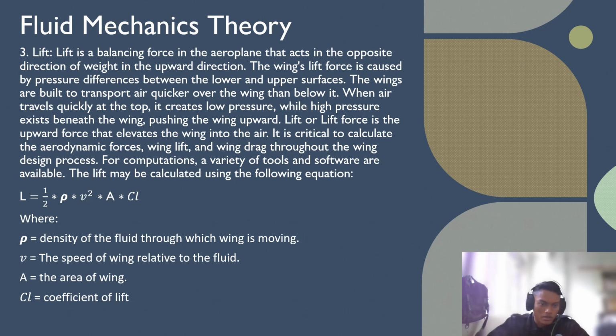Rho is the density of the fluid through which the wing is moving. V is the speed of the wing relative to the fluid. A is the area of the wing. CL is the coefficient of lift.